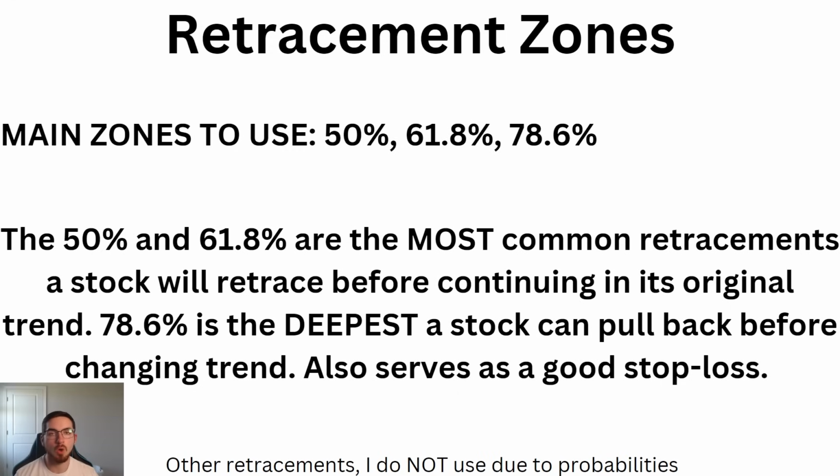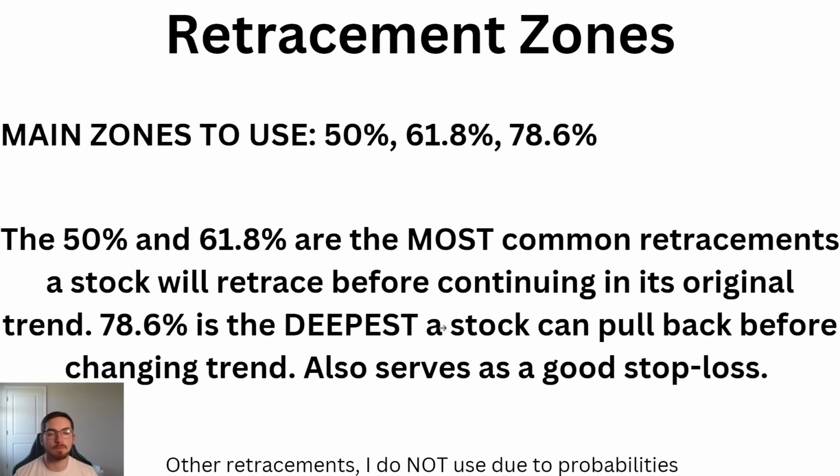pay attention to are the 50% retracement, the 61.8% retracement, and the 78.6% retracement, the main two being the 50 and the 61.8. Again, we'll come back to that here in a minute. But the 50% and the 61.8% retracements are the most common retracements a stock will retrace before continuing in its original trend. The 78.6% is the deepest a stock can pull back before changing its trend.